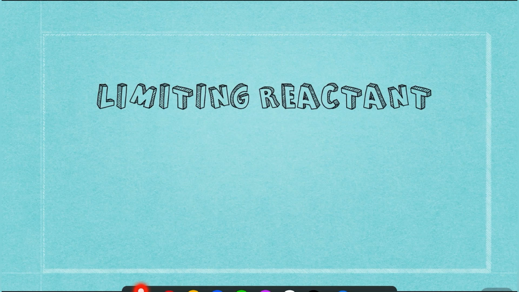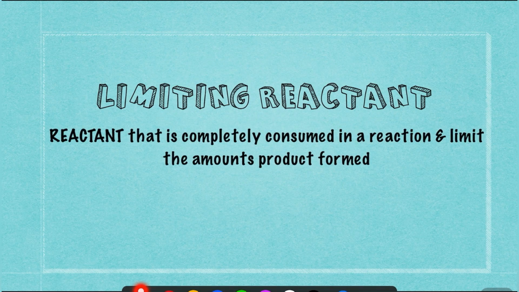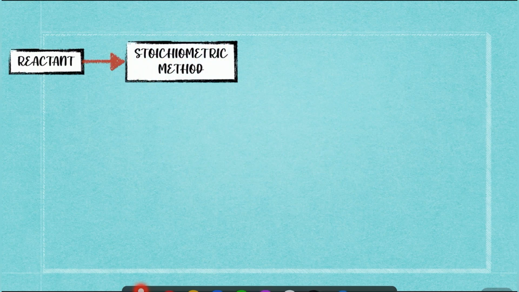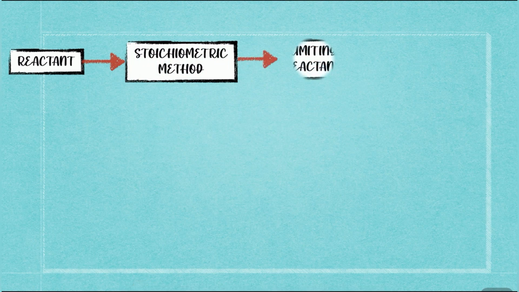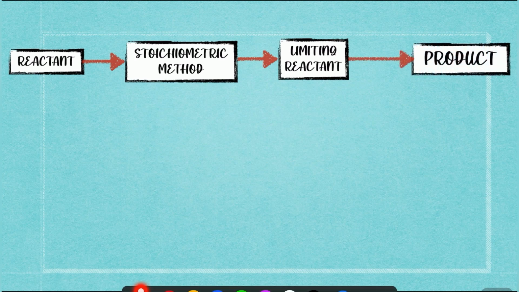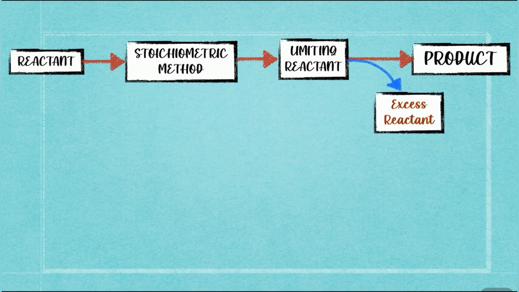So let's see the example. First, you have to know what the limiting reactant is. Limiting reactant refers to the reactant that is completely consumed in a reaction and limits the amount of the product formed. Let's say you have reactants. By using the stoichiometric method, you can determine the limiting reactant. And this limiting reactant will limit the amount of product formed. At the same time, there will be excess reactant.